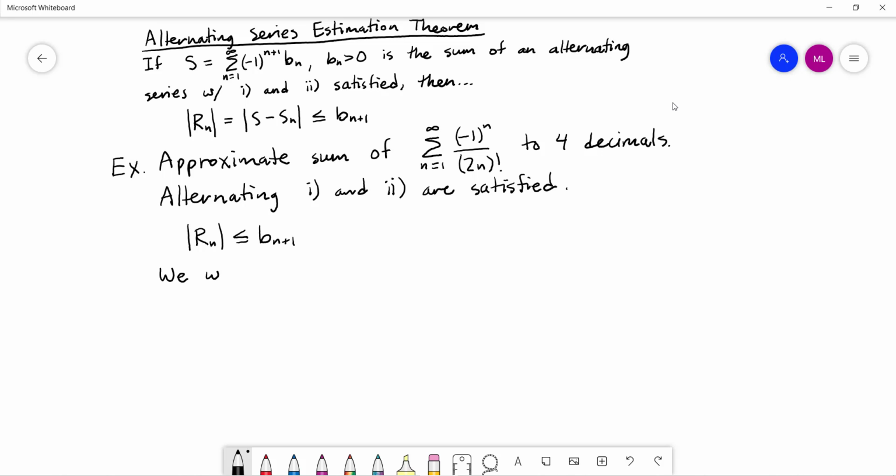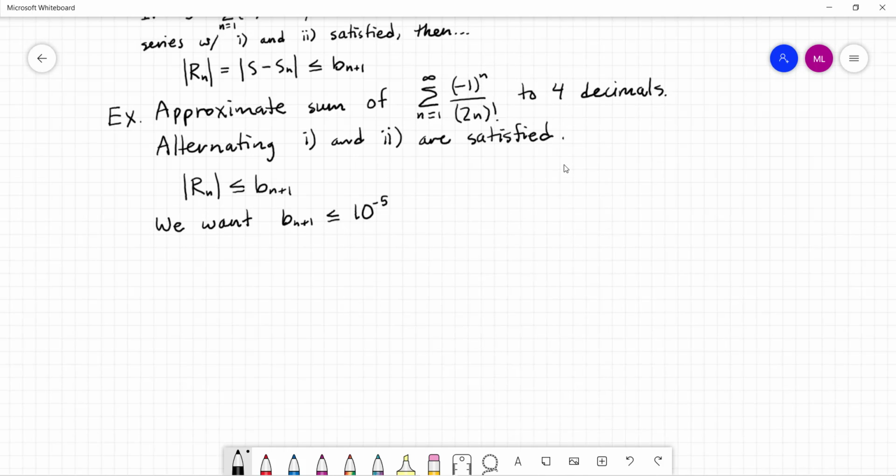So we want our b sub n plus 1 to be less than or equal to 10 to the negative 5th. By the time it gets down to 10 to the negative 5th, this thing will only be changing the 5th decimal place, and we will be ensured that we have it correct up to 4 decimals at that point. So that is our idea here.